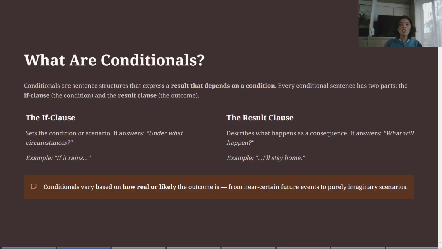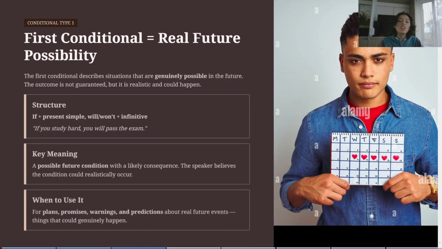The important thing is that the result depends on the condition. Conditionals can be used for situations that are very possible, but they can also be used for imaginary or unlikely situations. Now, the first conditional. Let's talk about that.